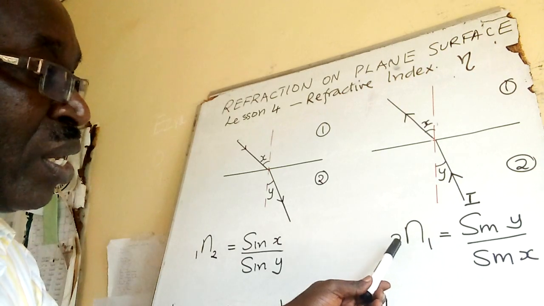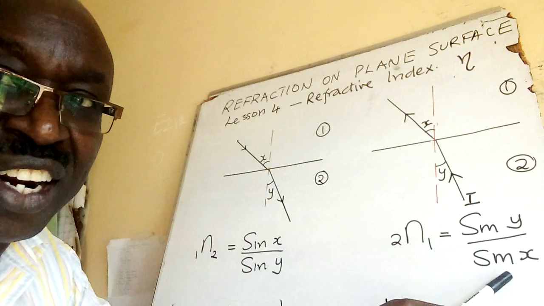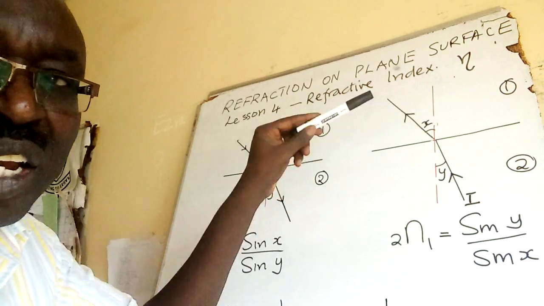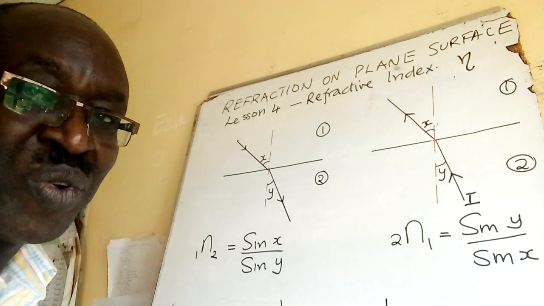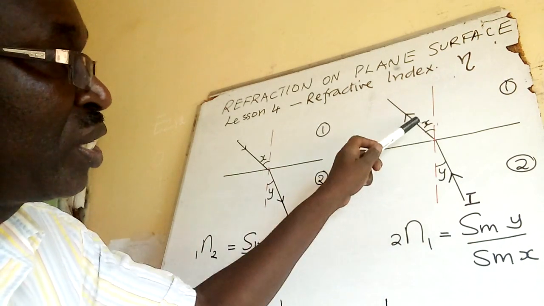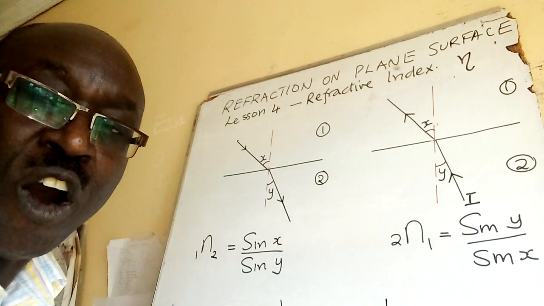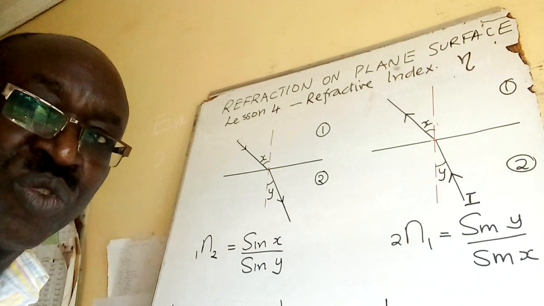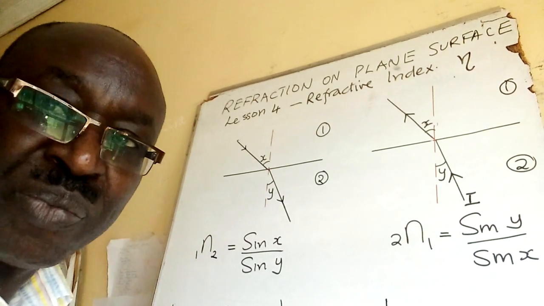So refractive index is sine I over sine R. Our angle of refraction is made by the refracted ray and the normal, so it is denoted by X. So this would be our expression for refractive index as the ray moves from the second medium to the first medium.